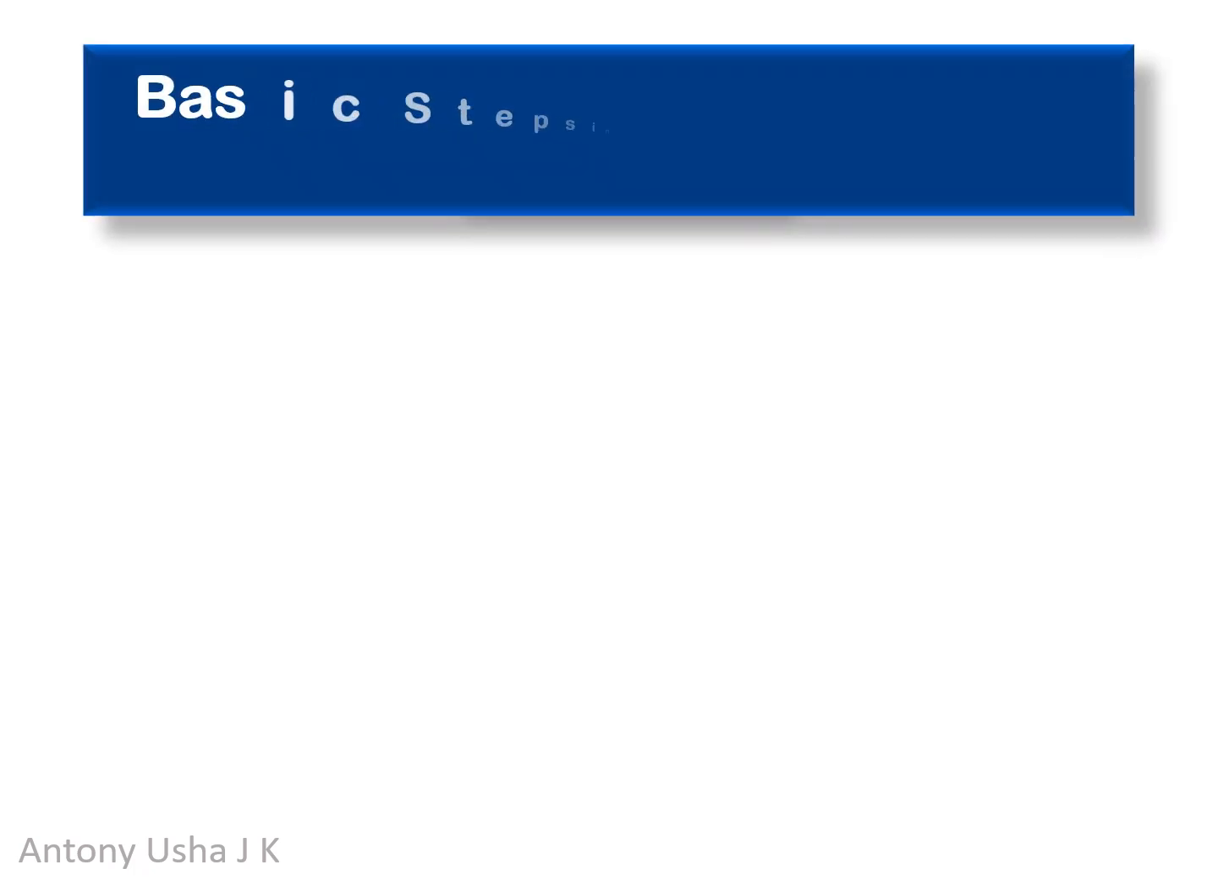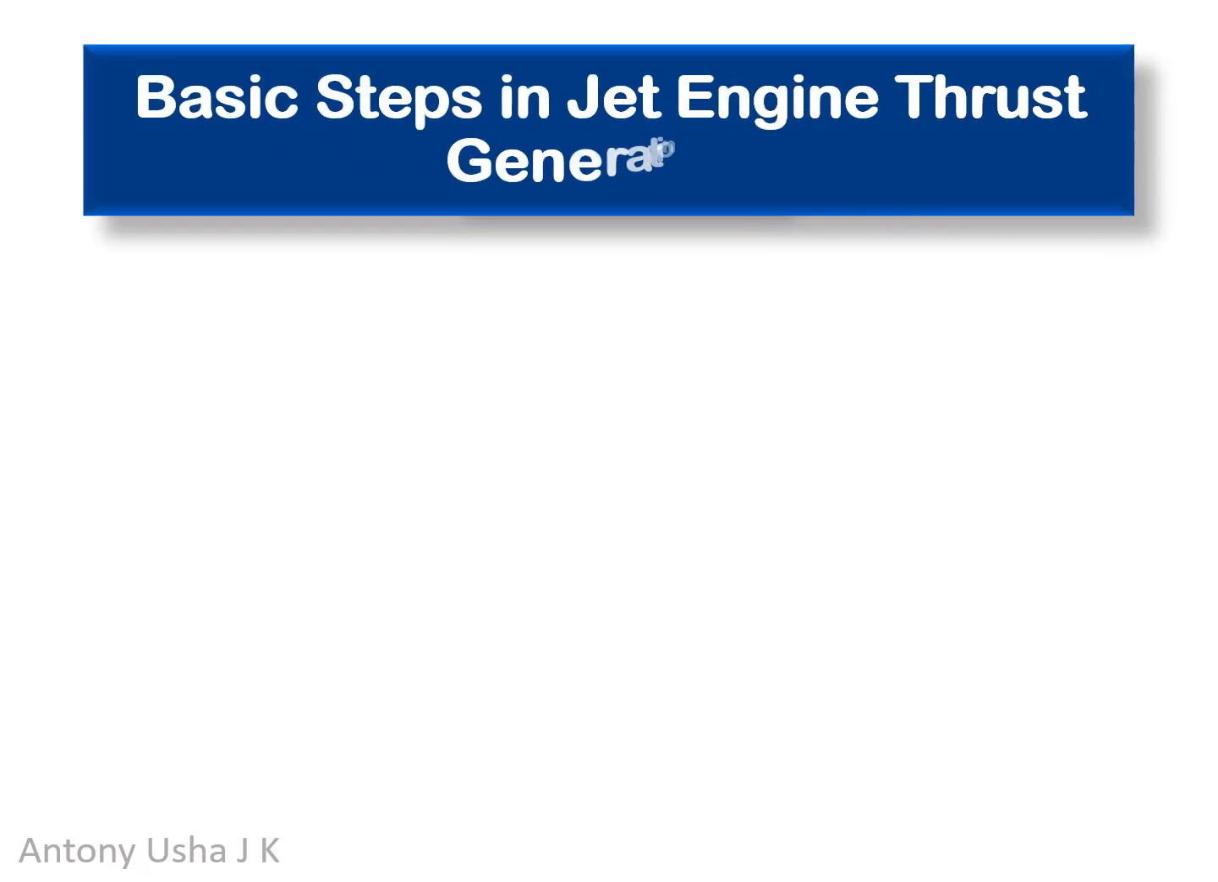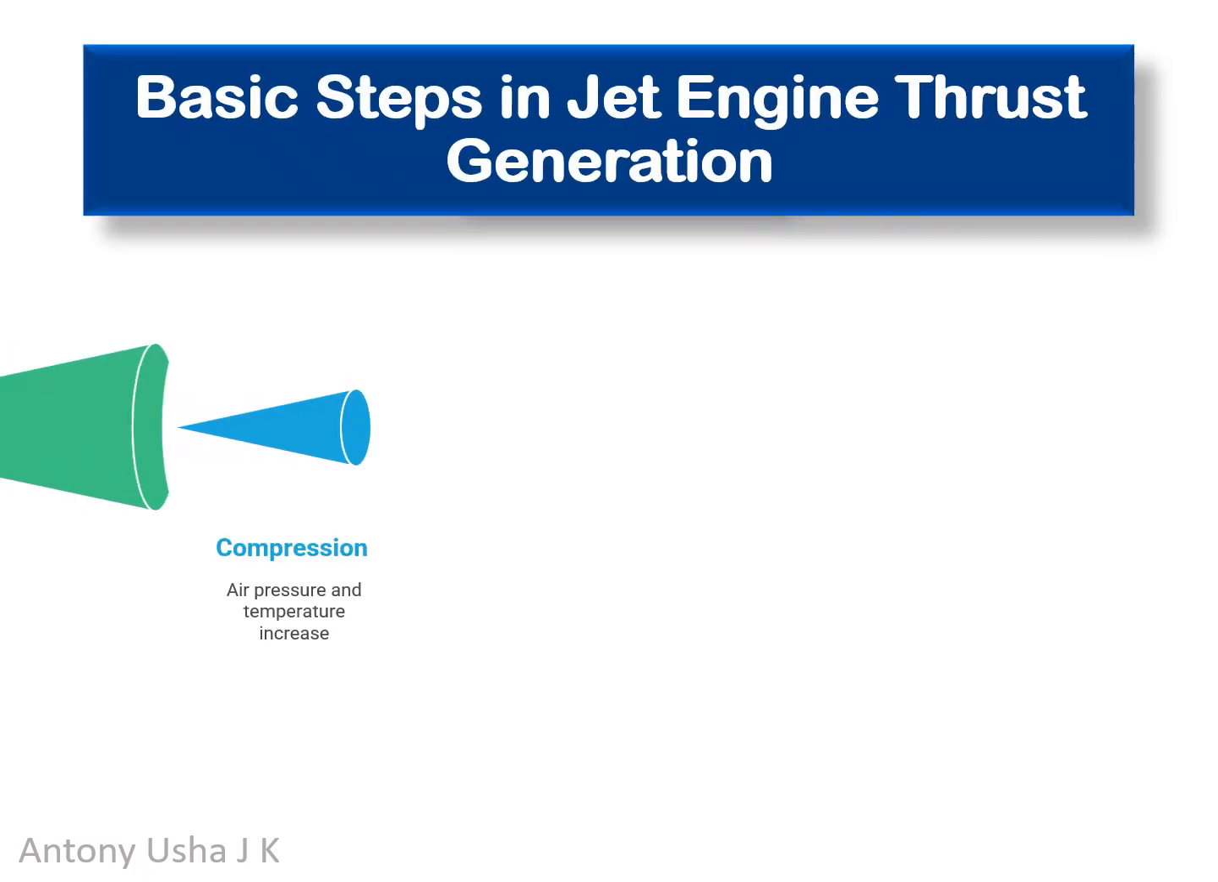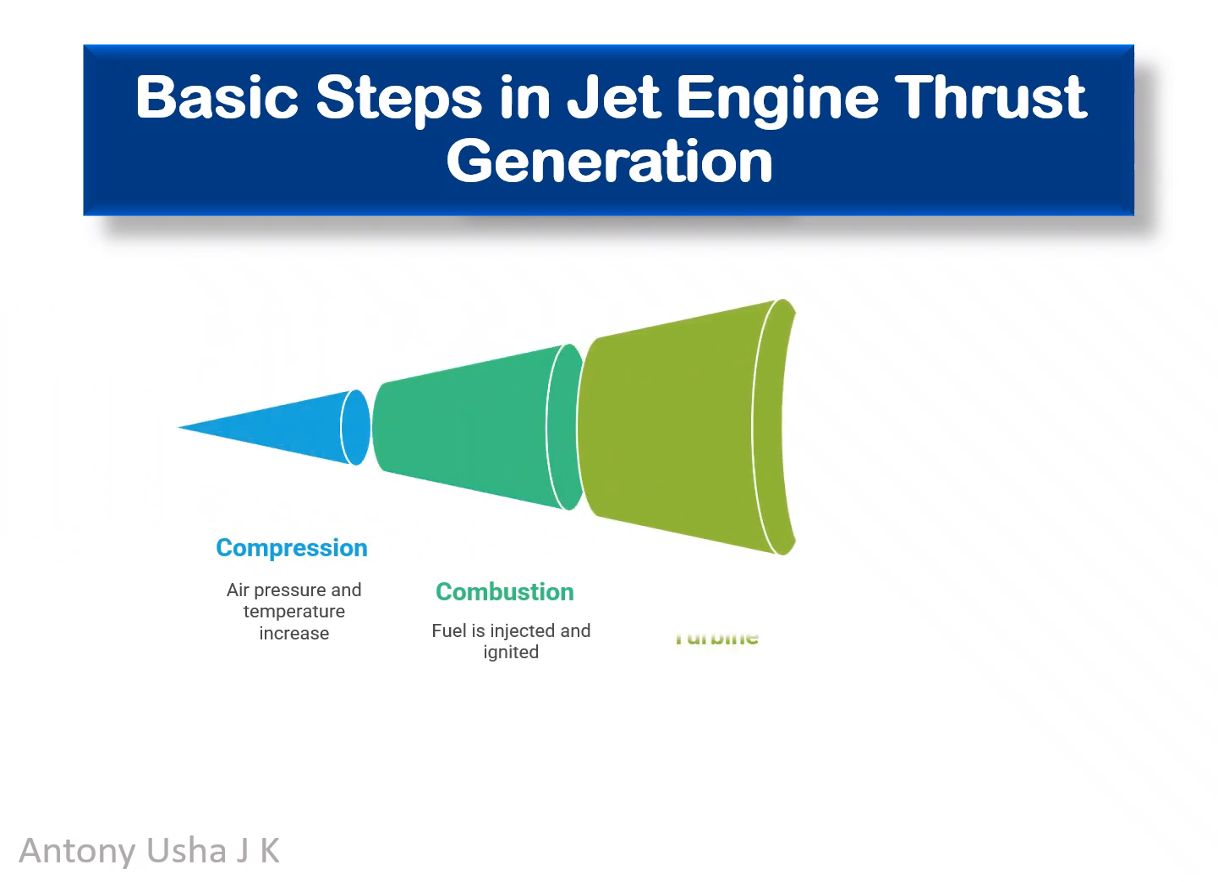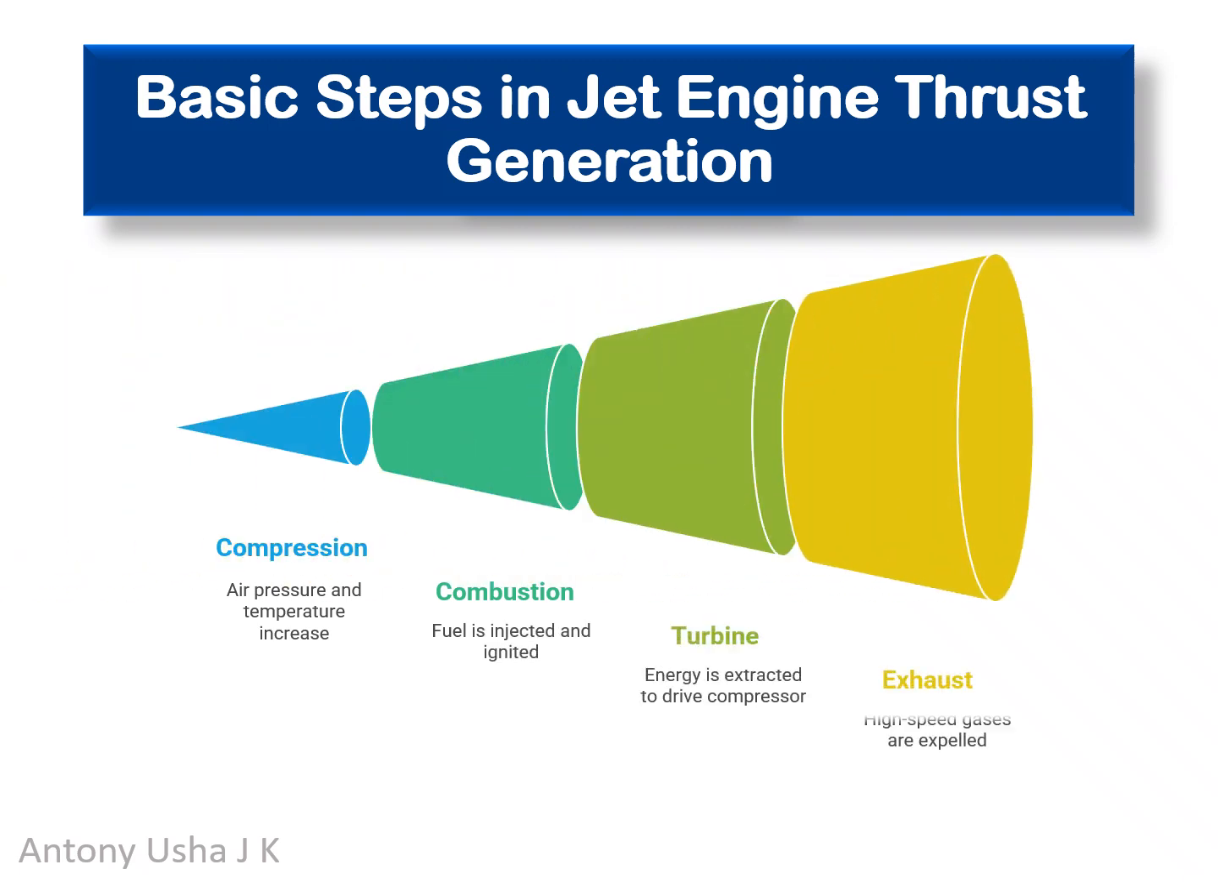Let me discuss the basic steps in a jet engine that create the thrust generation. Air enters through the front intake and is compressed by a series of rotating blades. This compressed air is then mixed with fuel in the combustion chamber. The fuel air mixture is ignited, which produces a high temperature, high pressure gas.